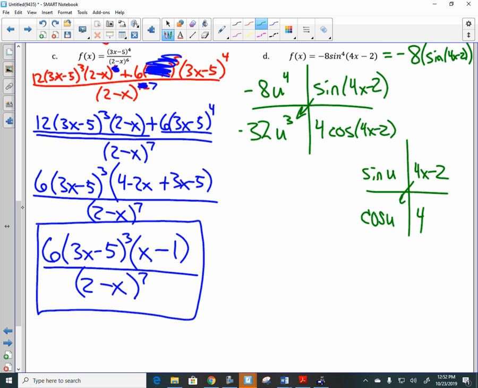So now I'm going to multiply these two things together. These two things have to be multiplied together. -32 times 4 is -128. Then I have u. U is sine of 4x minus 2. Does the cube go over the 4x minus 2 or over the sine? It goes over the sine. Times the cosine of 4x minus 2.